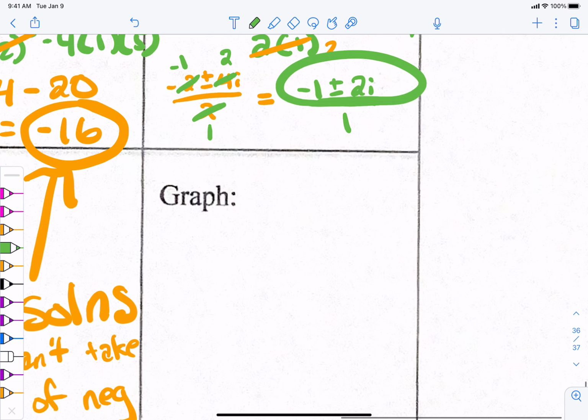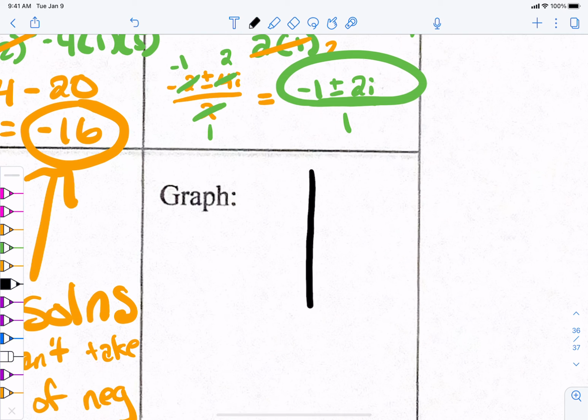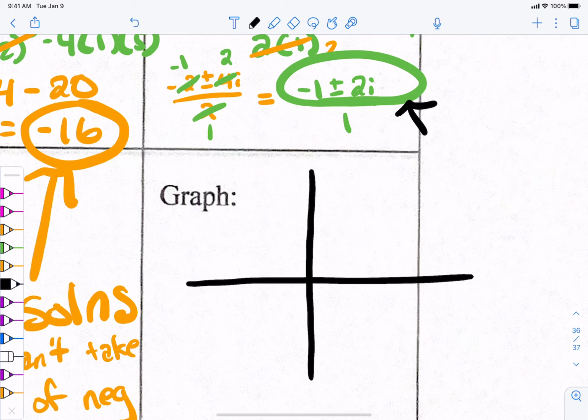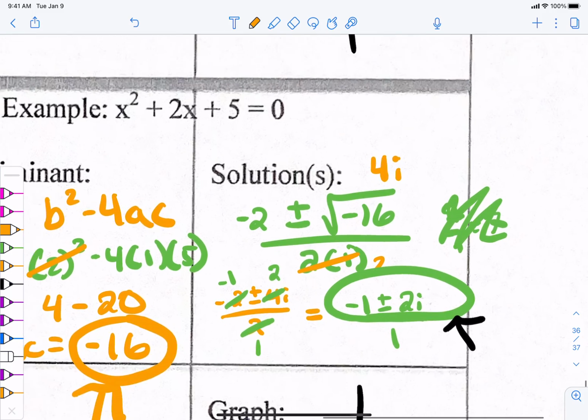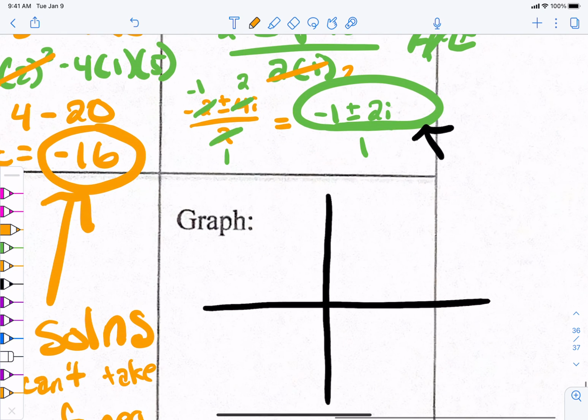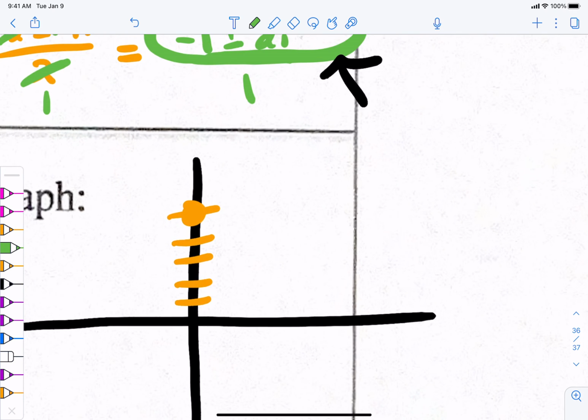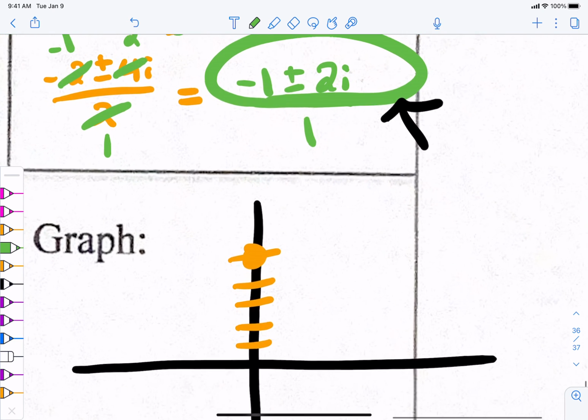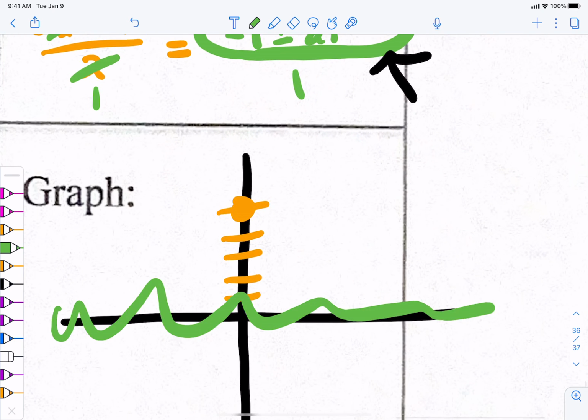Okay, so the graph of this thing, what the heck? We don't have any solutions, and I don't know how to graph this right here. The y-intercept is 5. We do know the y-intercept is 5 because this number at the end is positive 5. So let's do that. 1, 2, 3, 4, 5, right? Up here. Okay, and I said in my 6th period class, we know that he's touching there, right? And he is a smiley face, right? But he doesn't come down and touch that x-axis.